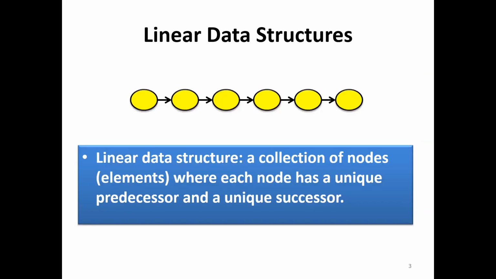Looking at the linear data structure. The linear data structure is a collection of nodes, and those nodes can also be referred to as elements, where each node has a unique predecessor and a unique successor. If you look at this point, you see a node here, for instance, has a unique predecessor and a unique successor. So the only two nodes that do not have a unique predecessor and unique successor are the first and the last nodes.